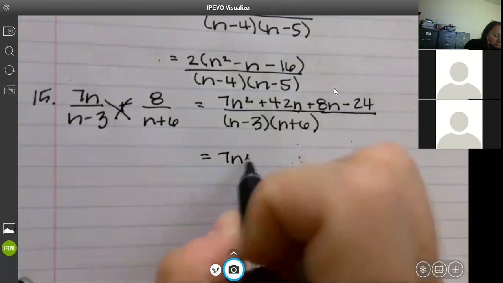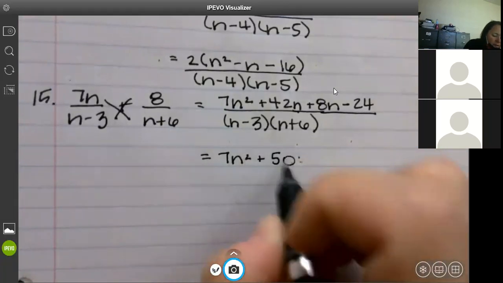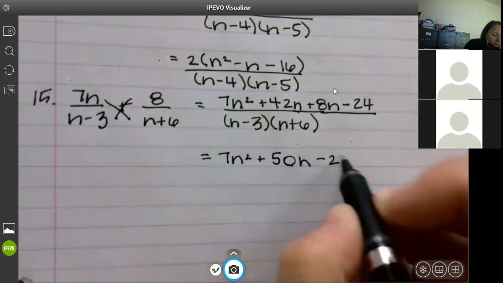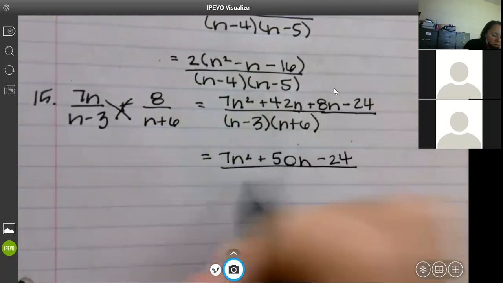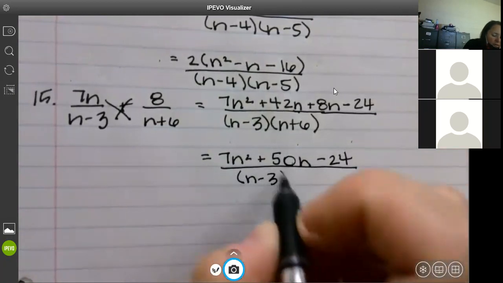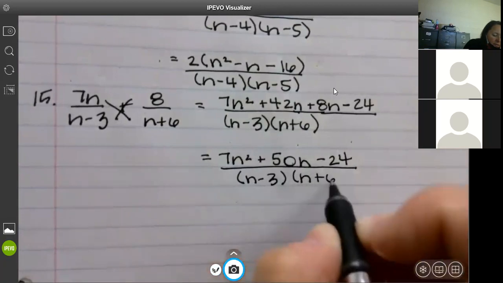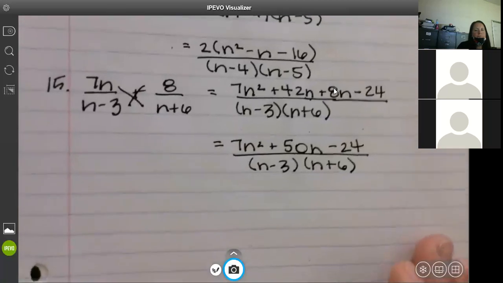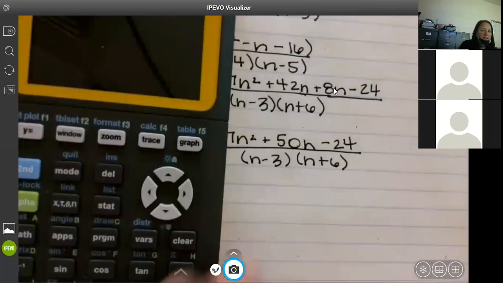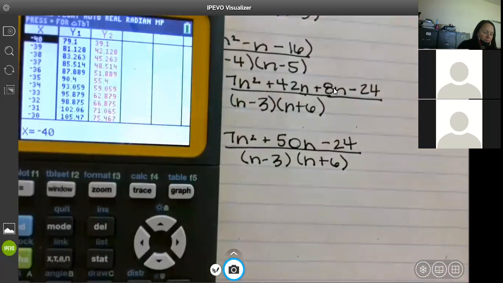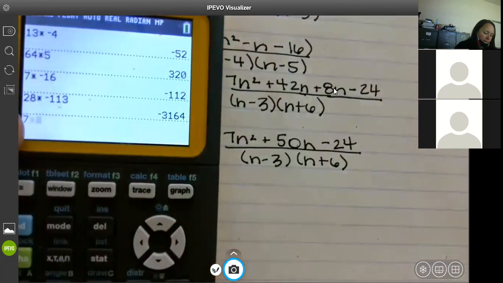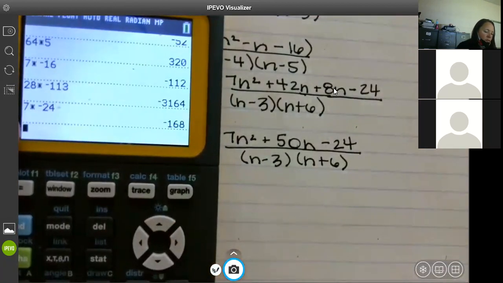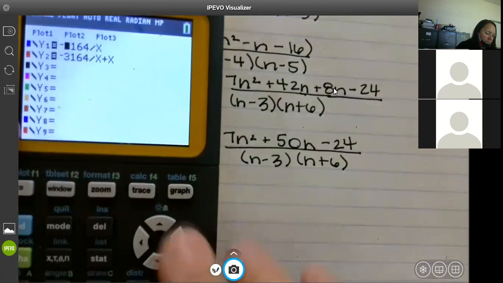7n squared plus 50n minus 24 all over n minus 3, n plus 6. Do I have a GCF? No. Let's check to see if we can slide and divide. So 7 times negative 24 is negative 168.